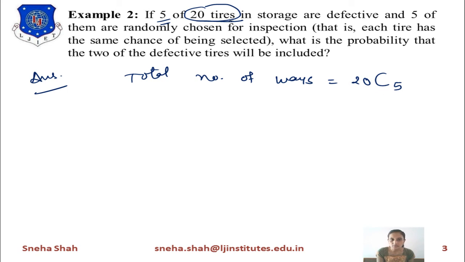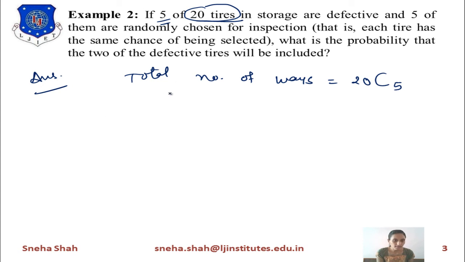So from these 20 tires we have to select 5 different tires, right? So the total number of ways will be considered as 20C5. Now we have which are considered as defective. Of the 5 tires randomly chosen for inspection, any 2 of them should be defective.